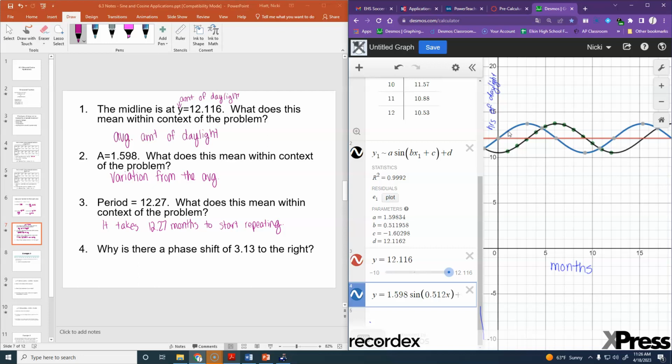So basically, the only reason for really any of these problems that you need a phase shift is to line it up with the data. So just to get it to line up with data. And it really wouldn't matter what the context of the problem was. It doesn't matter what you're talking about. The reason that you have to have a phase shift is to get it to line up with the data.